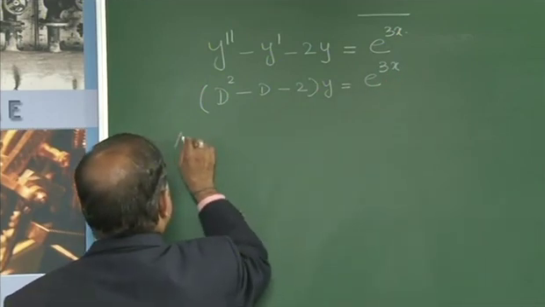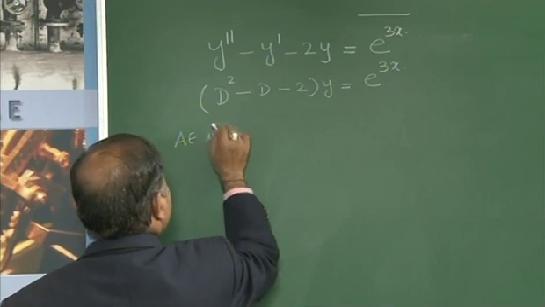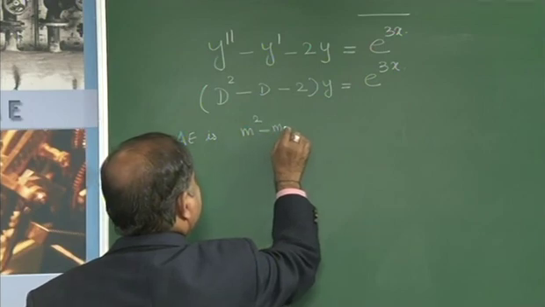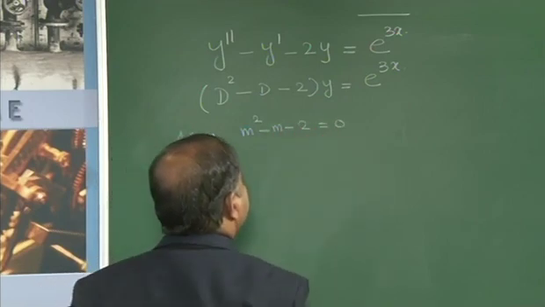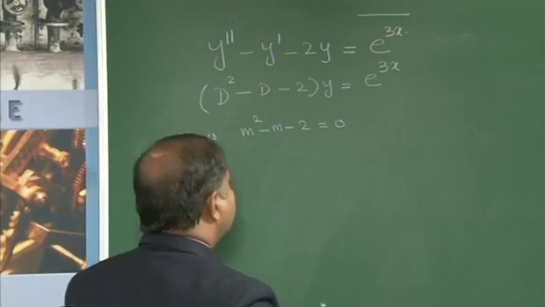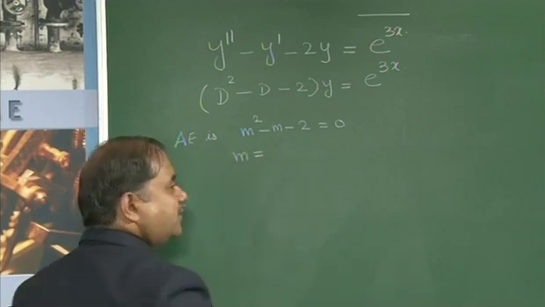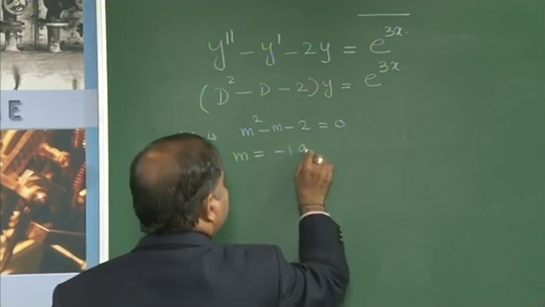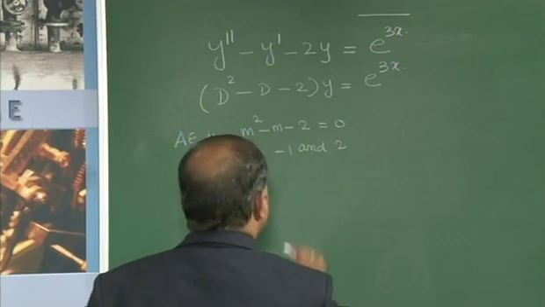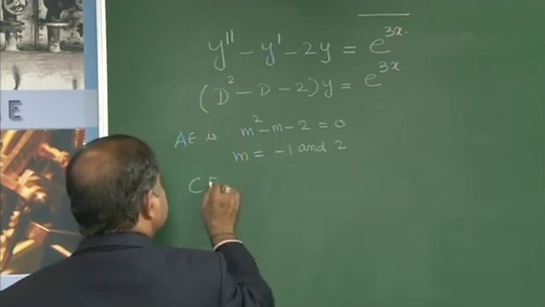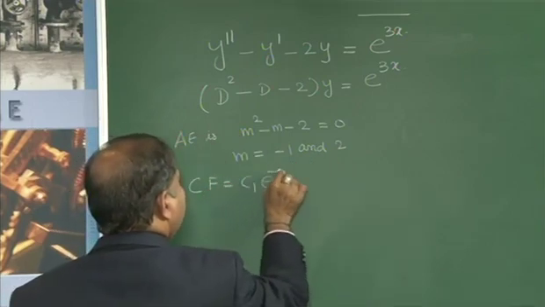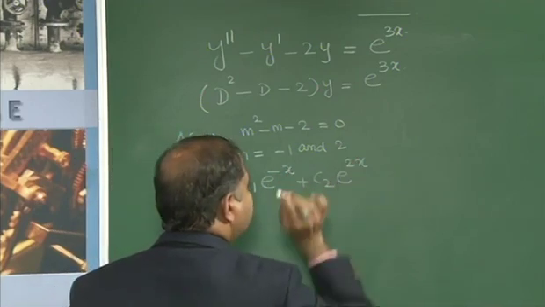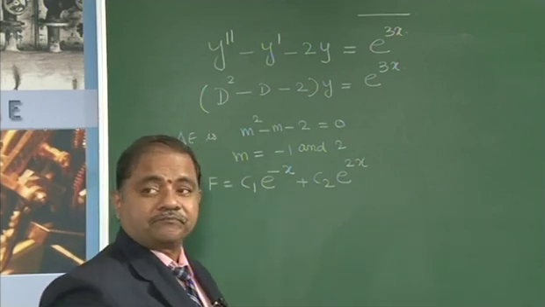No change. Auxiliary equation: see, for the left hand side, whatever you have done so far, m squared minus m minus 2 equals 0. Factorize it, you will get the roots. m is equal to minus 1 and 2, these are the roots, different roots. So, what is your CF? C1 e power minus x plus C2 e power 2x. Until this you already know.